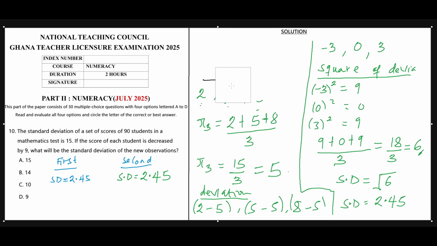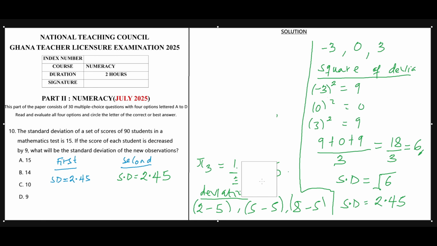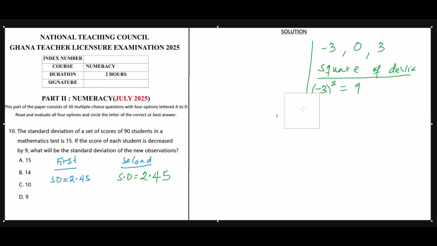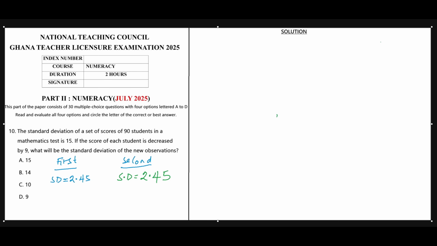Initially, when we used our case study, we had the standard deviation to be 2.45. Now, when we decreased their individual scores by 2, we are still getting the same standard deviation, which is 2.45. So if at the beginning, the standard deviation of a set of scores of 90 students was 15, and now the score of each student has been decreased by 9, what will be the standard deviation?